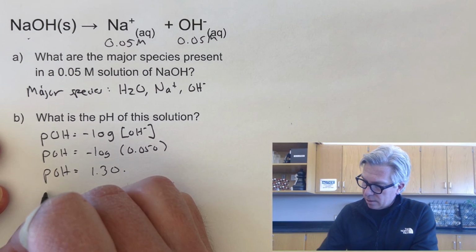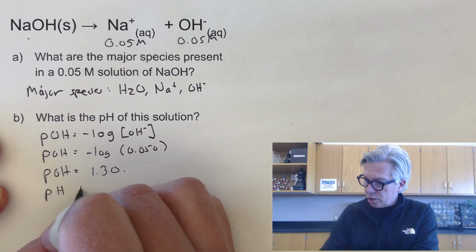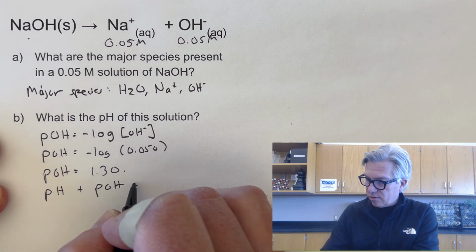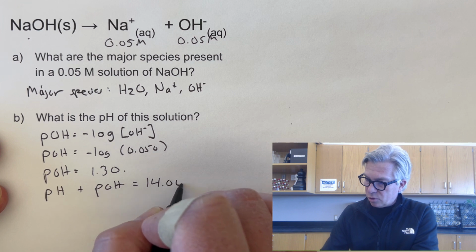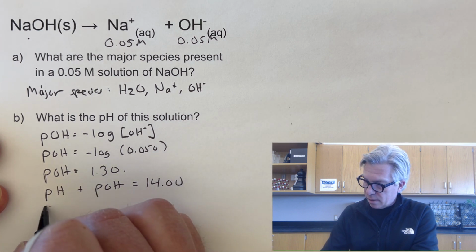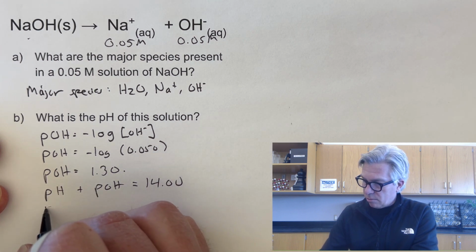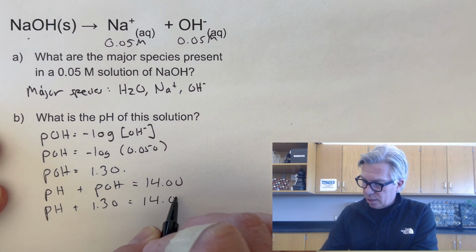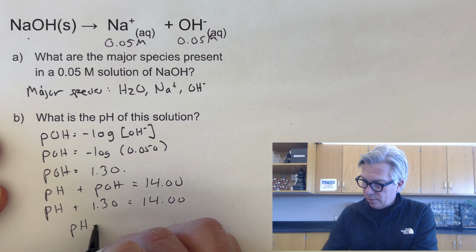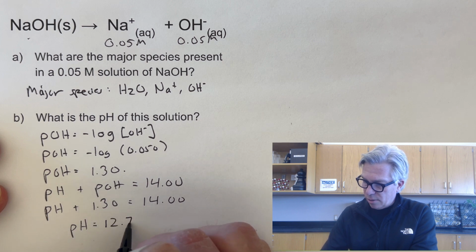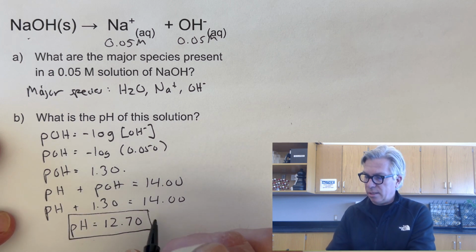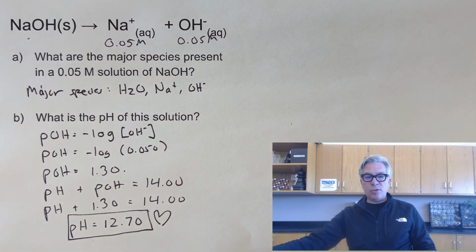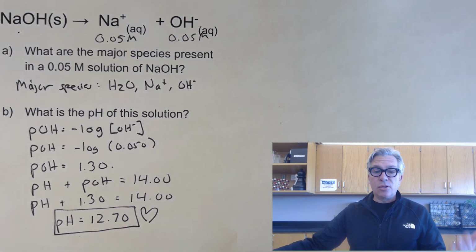And then pH plus pOH, we saw in our last video, equals 14. So if I subtract 1.3, so the pH plus 1.30 equals 14, and I get a pH then of 12.70. Again, 2 decimal places on that. And that's how you would do the pH of a strong base solution.